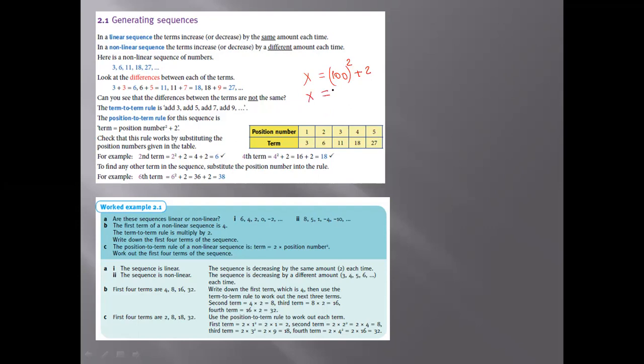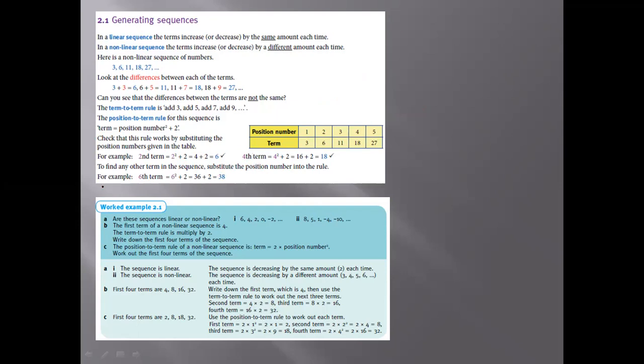And x is equal to 100, 100 squared is 10,000, plus 2 is 10,002. So the hundredth term is 10,002. Okay, and the others work the same way. You can stop the video and listen again. If you don't understand, you can ask us also.